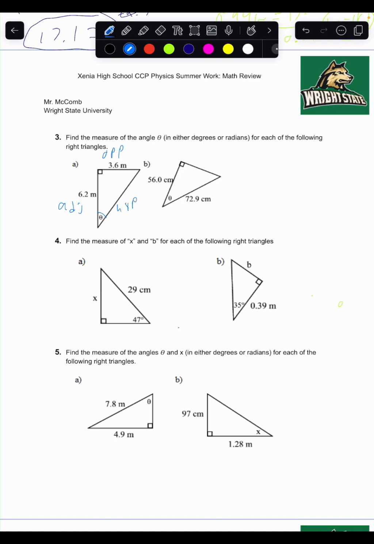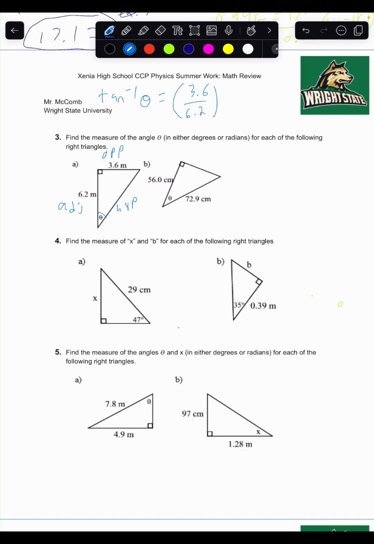Okay, so there we go. Now, in this case, I want to know theta. I am given this side and this side, my opposite and my adjacent, so we're going to use tangent. So I could say that tangent to the negative first of my angle is equal to opposite over adjacent, which is 3.6 divided by 6.2.